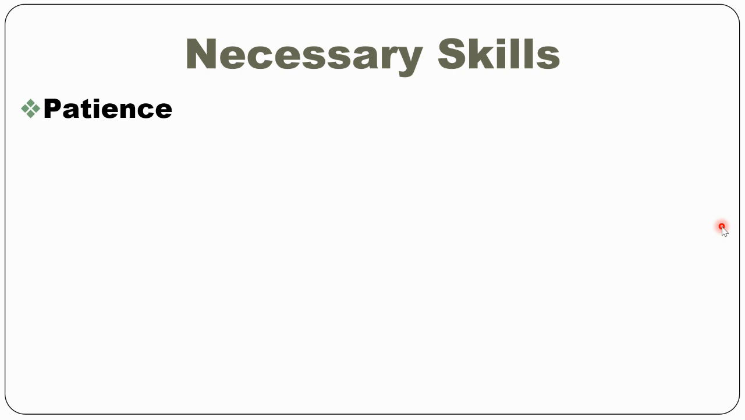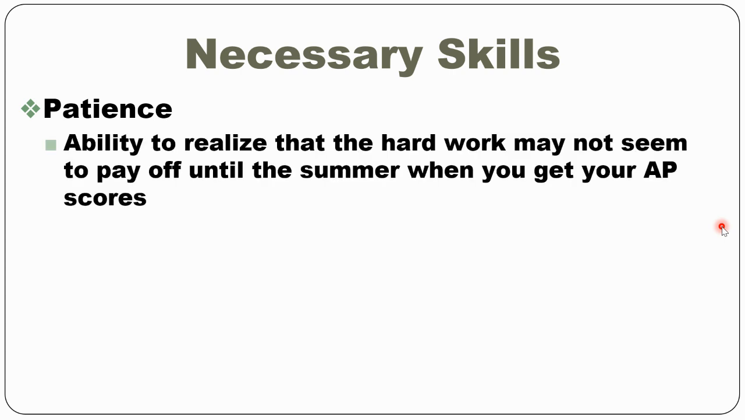And then lastly, and this is perhaps something even harder than time management, patience. You work from August to May, and you will work really, really hard. But there's a payoff. That payoff comes in July when you get that email from the College Board that tells you you got a 5, a 4, or a 3.